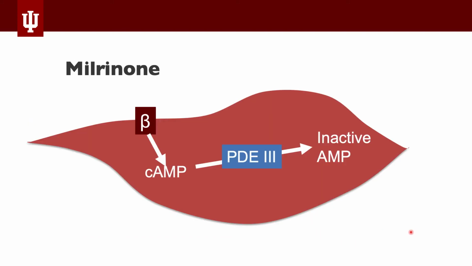I'm going to briefly talk about milrinone. Milrinone is another medication that is used in cardiogenic shock as an inotrope, and what it does is, instead of acting on a beta receptor, so beta receptors increase cyclic AMP, it actually blocks the breakdown of cyclic AMP, and it keeps the cardiomyocyte active. So it is an inotrope.